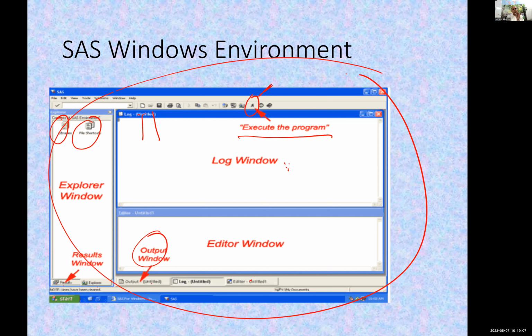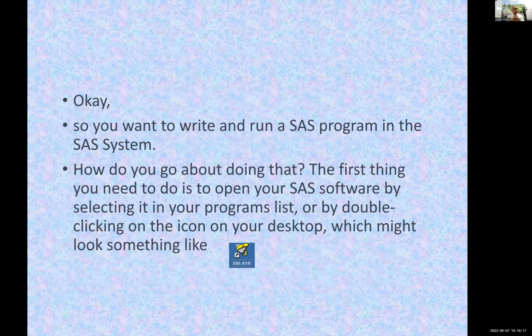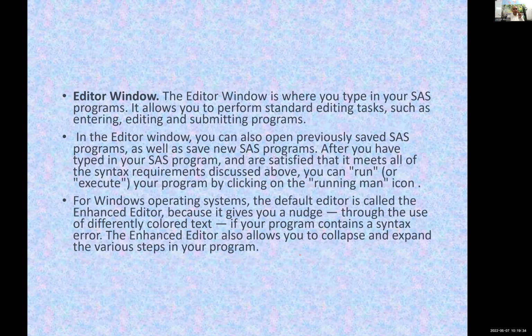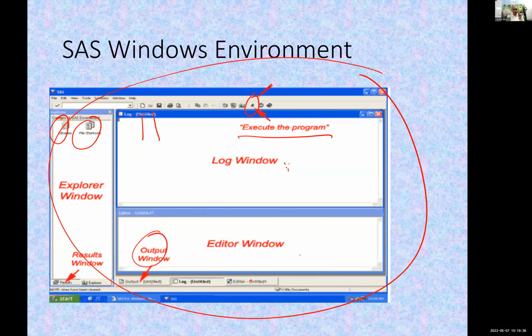So tomorrow, first thing, I'm going to open this session. I'm going to open the SAS session. Then I'm going to write a program. Once you are writing, you want to write and run a SAS program in the SAS system. That's fine. So on your desktop, you have something like SAS exe. This is the icon. You have it. Then simply you need to double click it. Then you are going to see a window like this.